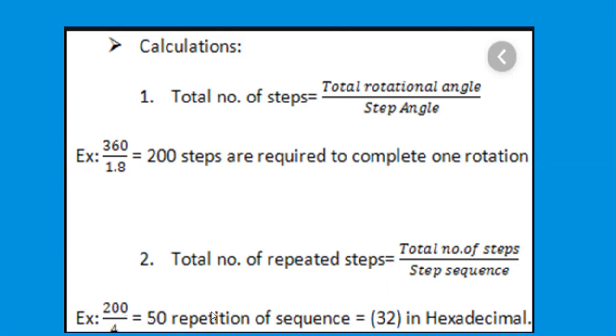Thereby, 50 repetitions of the step sequence are required to complete 360 degree. That means the sequence of energizing A, B, C, D consecutively has to be repeated 50 times. Thereby one full rotation, that is one 360 degree rotation, can be completed by the rotor. This is about the calculation for the stepper motor.